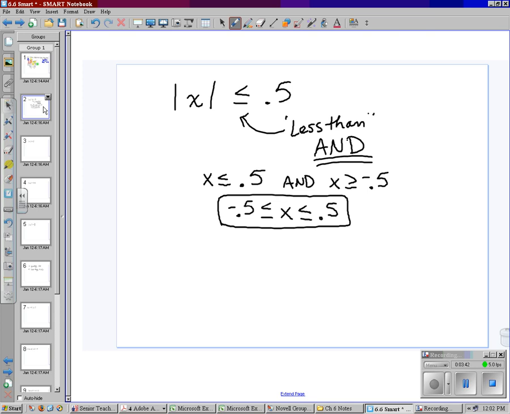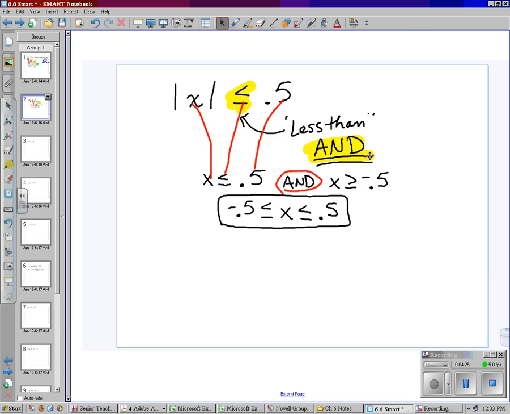I'm going to pause on this one also and let you jot down for a less than. When you have the less than or equal to symbol, you will always have an and statement when you get done. When I started working this out, I have my x and my less than or equal to and my 0.5, just exactly like the problem began. Then I have my word and. I'm starting this out by writing two inequalities. We'll put them together in just a moment.